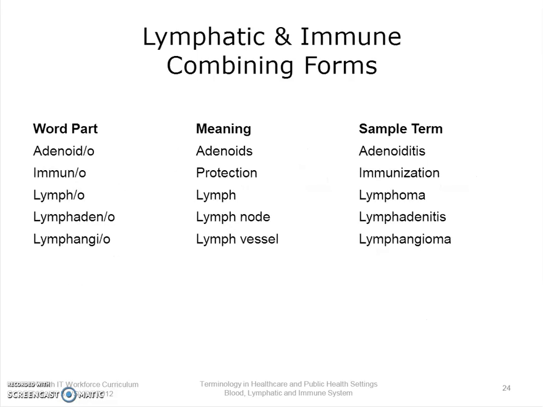Here are some key word parts for the lymphatic and immune systems, along with their meanings. In the third column, you can see some of the medical terms that we can create by combining word parts. You should return to the online medical dictionary to hear the pronunciation and become familiar with the meaning of the created terms.